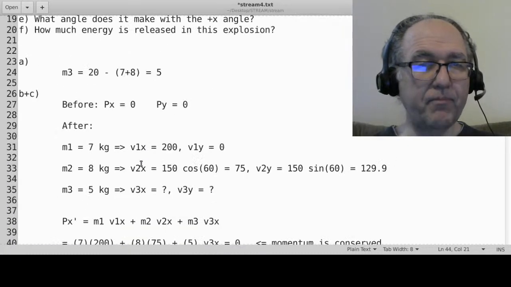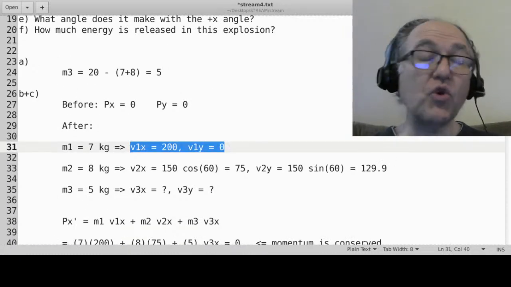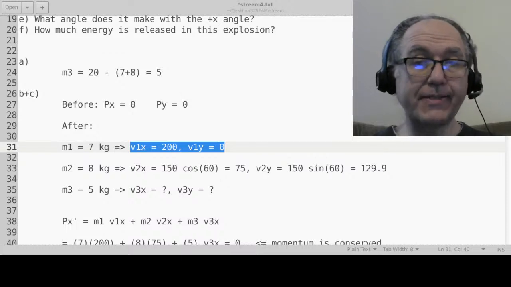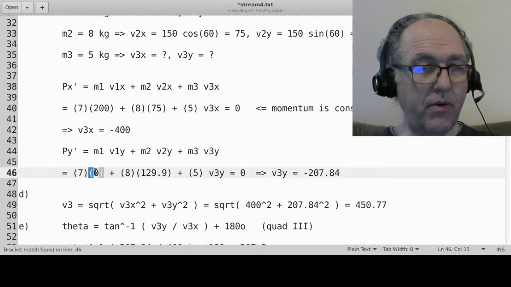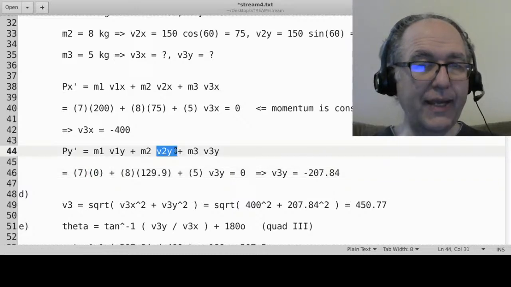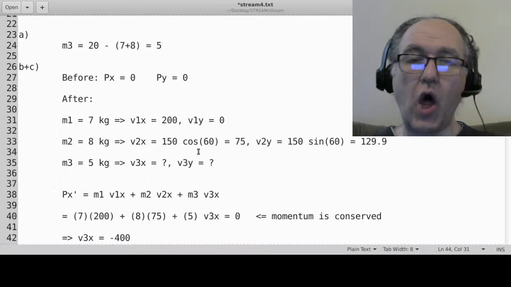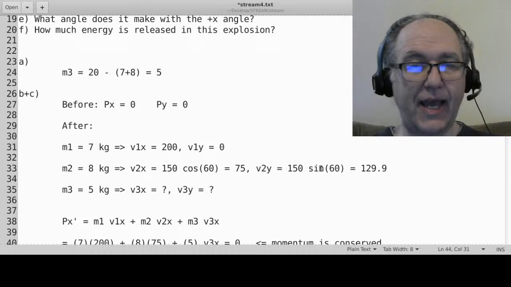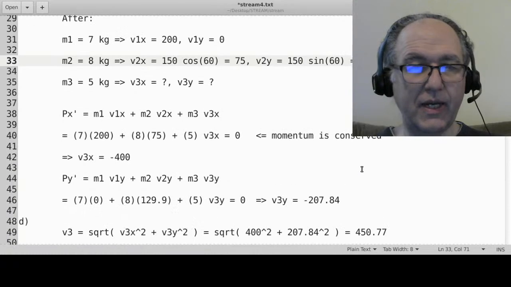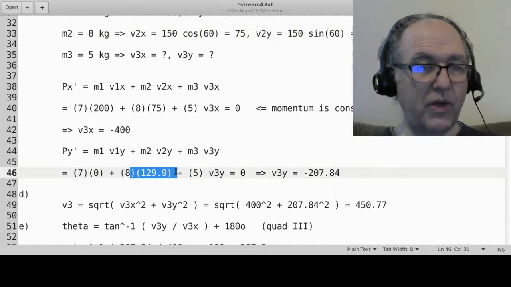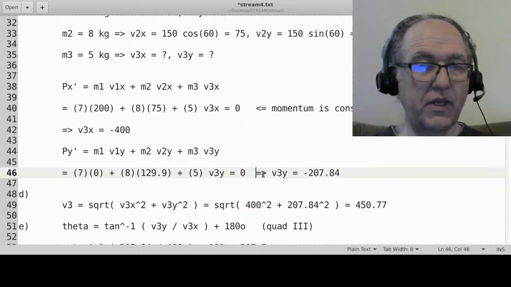If you remember, m1 was purely along the x-axis, and so there was no y component, and that's why v1y here is 0. For v2y, v2 was along 60 degrees to the x-axis, so it was sine of 60 degrees. Multiplied by the magnitude, 150 sine 60 degrees, that was 129. So over here we have 129, and then plus 5 times v3y has to equal 0.